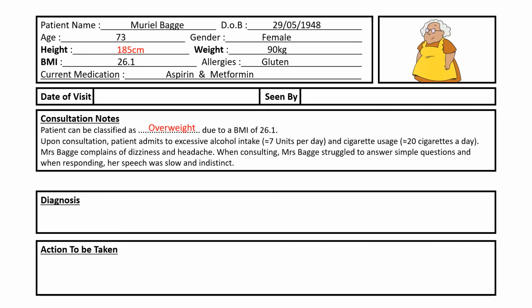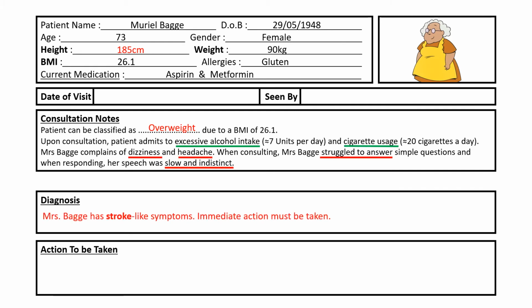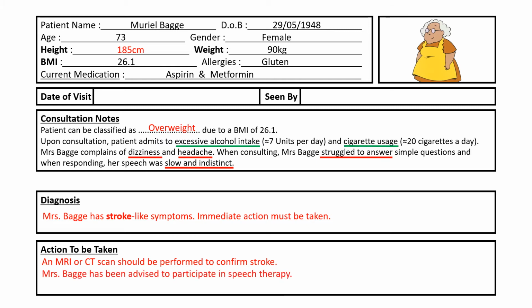She has 2 risk factors in her fact file, both underlined in green: smoking and excessive alcohol intake. She also has 4 symptoms of a stroke patient, all underlined in red. Therefore, immediate action must be taken. Stroke can be confirmed with a scan, either an MRI scan or a CT scan. Following recovery, Mrs. Bagg is advised to go to speech therapy and take streptokinase and heparin.